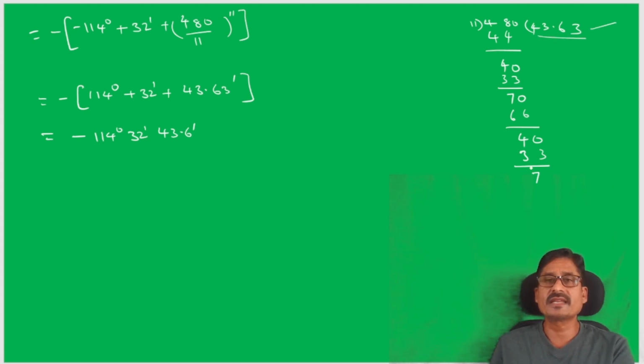Here we did not take a remainder. Why? Because this is the last partition. So that is 43.63 seconds. Then 3 is a very small value. That's why we ignore this 3. We adjust that decimal point up to single digit only. Then 114 degrees 32 minutes 43.6 seconds is the answer of that.